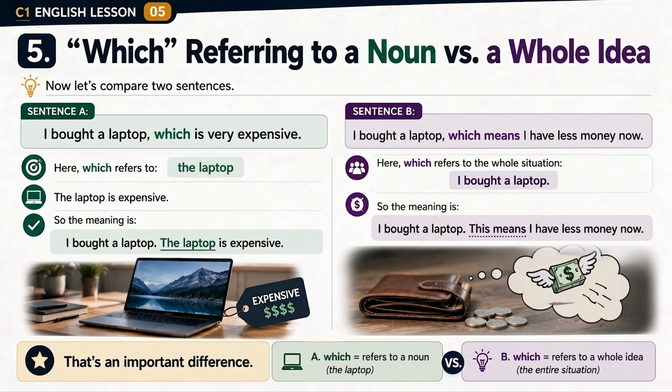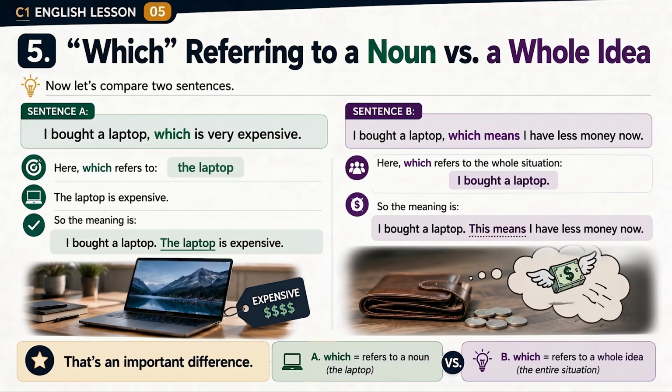That's an important difference. When you said "I bought a laptop which is very expensive," you refer to what? The laptop itself. However, "I bought a laptop, which means I have less money now." The relative clause refers to the whole idea, not just the laptop itself, the whole situation. You don't have enough money now.